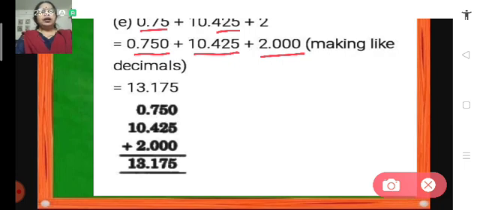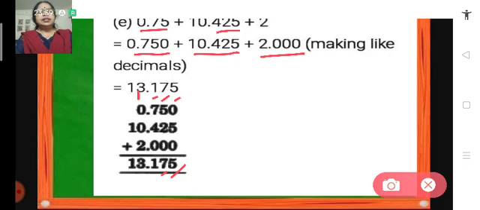Now we write them in columns according to their place values and start adding from the thousands place. So 0 plus 5 plus 0 becomes 5. Then move on to the hundreds place. 5 plus 2 becomes 7. Then we move on to the tens place. 7 plus 4 becomes 11. We write 1 here and another 1 will be carried over to the ones place.